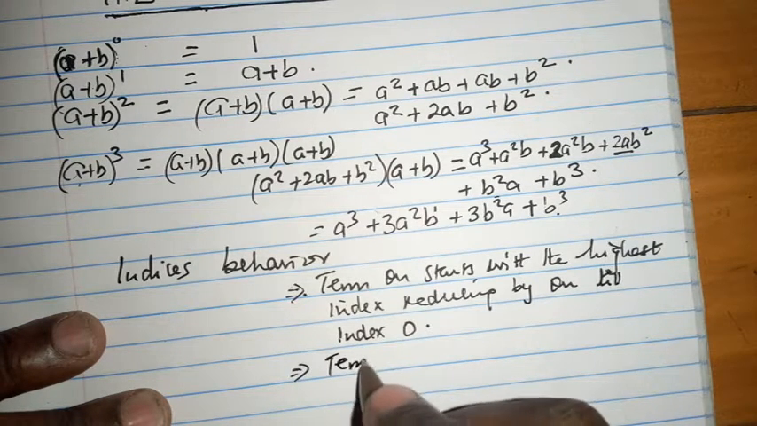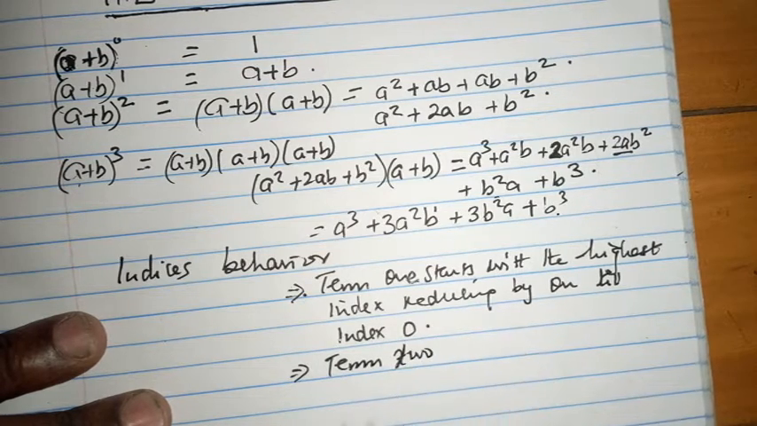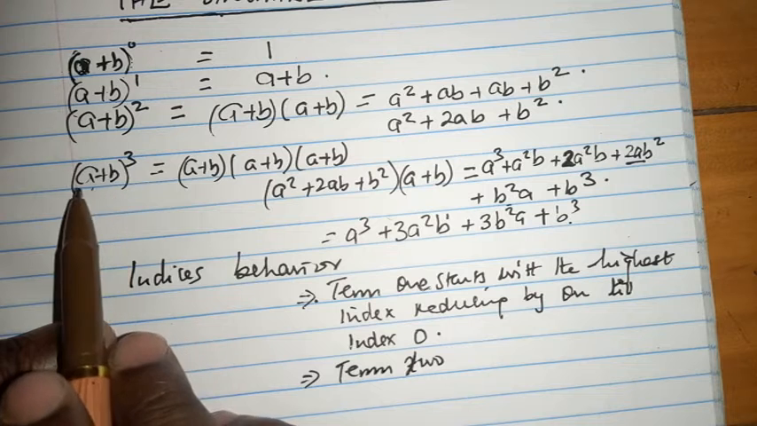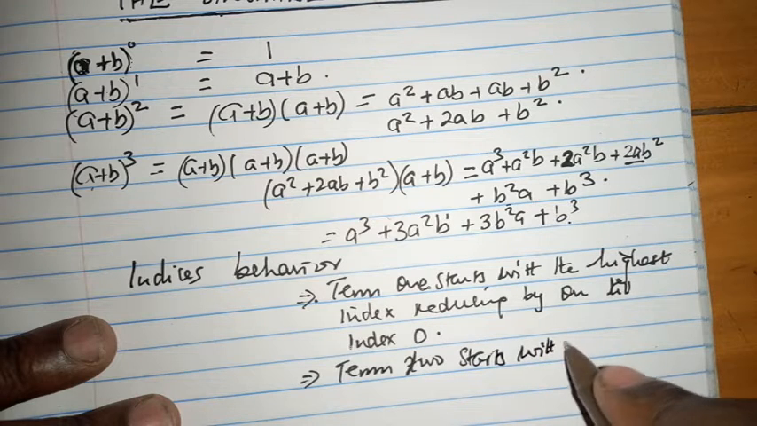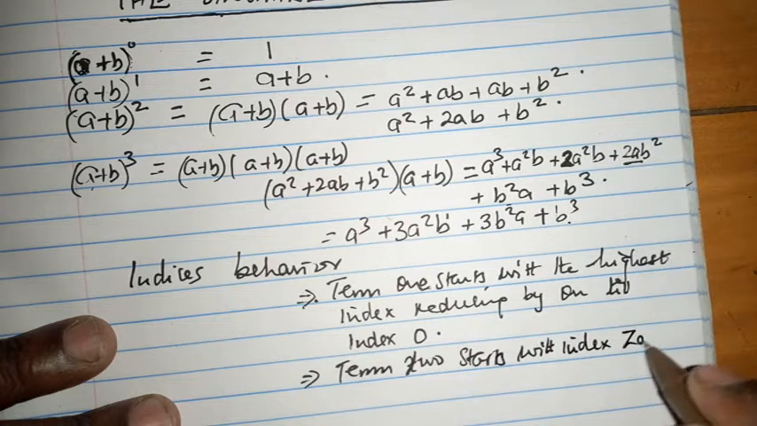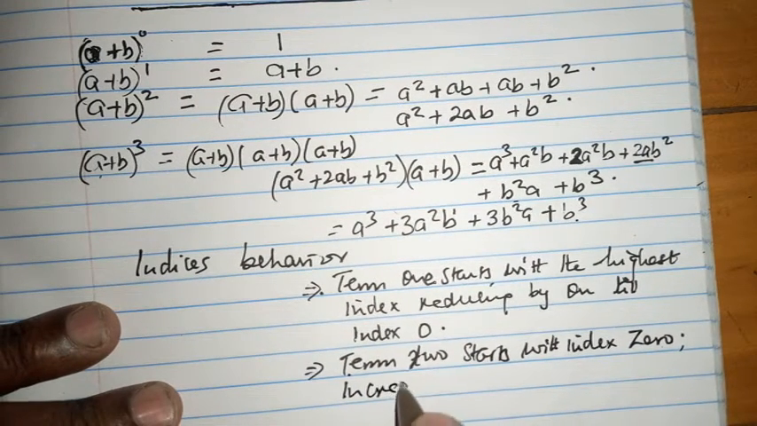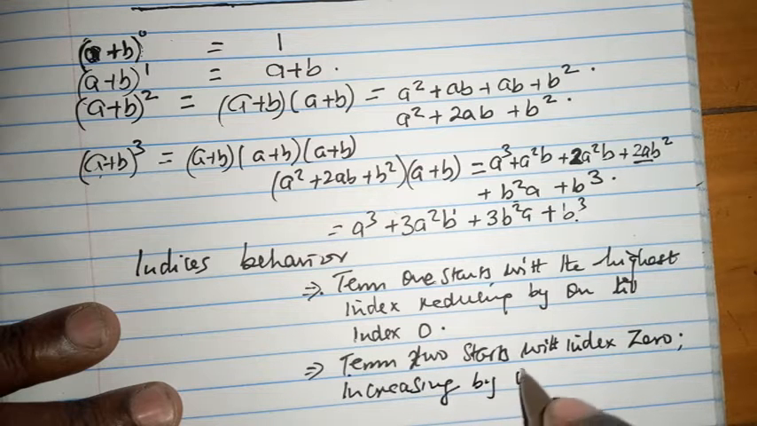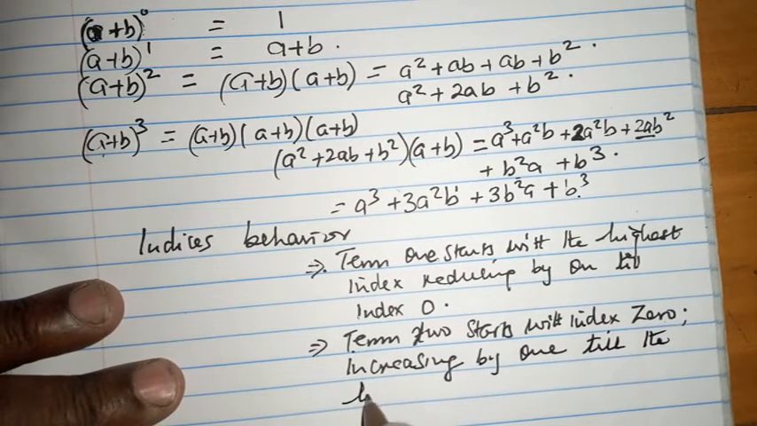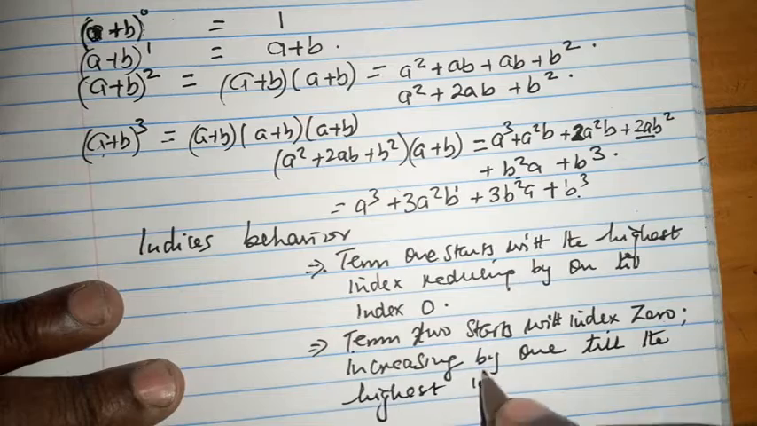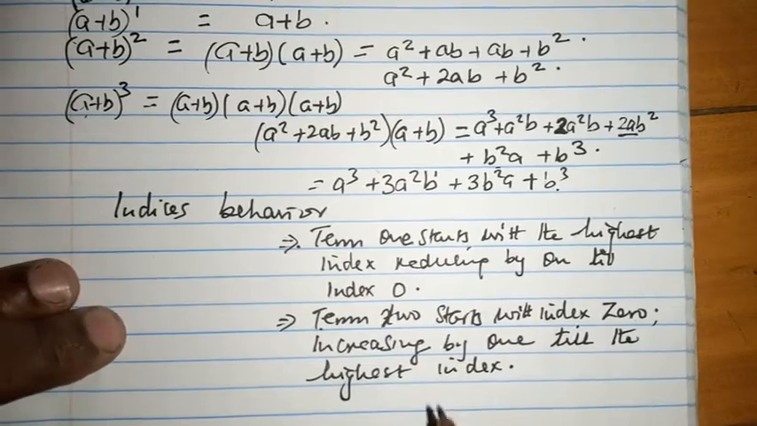And term 2, this is term 1 rather, and when I'm talking about term 1, I'm talking about this. Term 2 starts with index 0, increasing by 1 till the highest index.